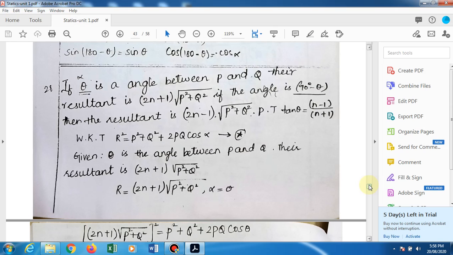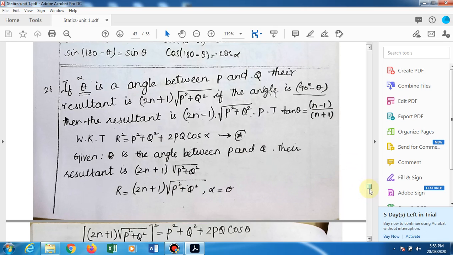We know that r square is equal to p square plus q square plus 2pq cos alpha. Give it as equation number star. Given theta is an angle between p and q. In the question itself they have given theta is an angle between p and q. Then the resultant they have given is 2n plus 1 square root of p square plus q square. That means r is equal to 2n plus 1 square root of p square plus q square. Alpha is equal to theta here. Okay amma, in the question they have given everything.